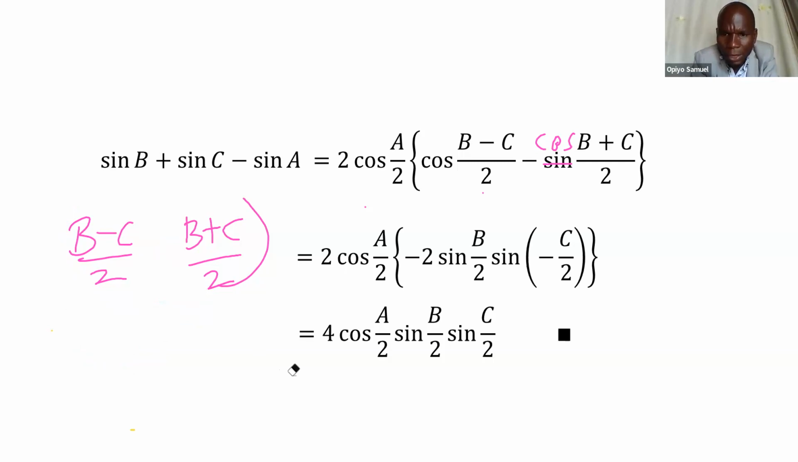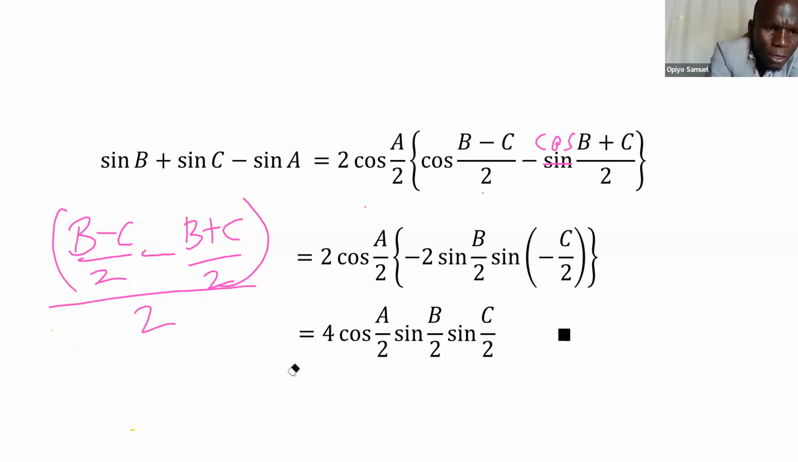When we subtract minus that, divide by 2, all of this divided by 2, it gives a negative C out of 2. So that's how we have got B out of 2, sine B out of 2, sine C out of 2, negative here.